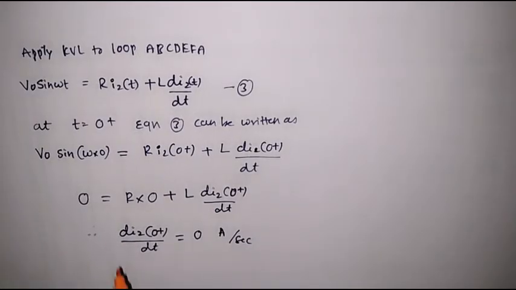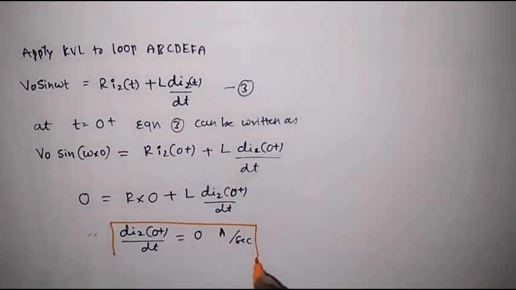So this is the first derivative of current I2(t) in the circuit. Thus we calculated the first derivative of I1(t) as well as the first derivative of I2(t).